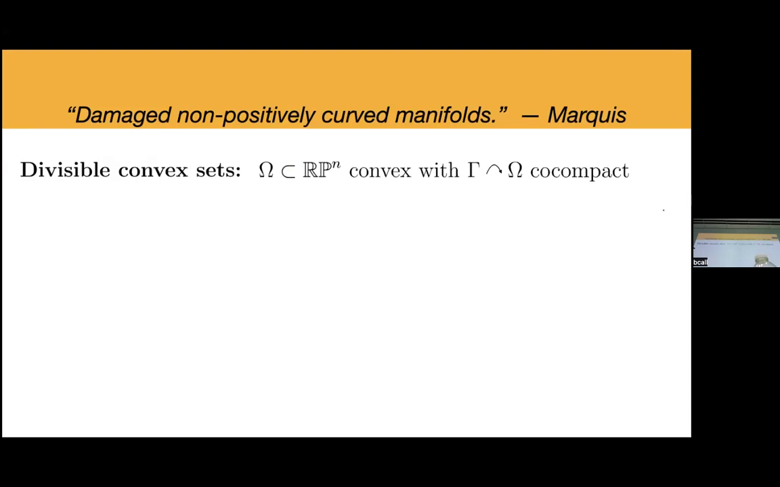Okay, so now what's a divisible convex set? You have some omega in projective space where you have some discrete group gamma acting co-compactly on it.